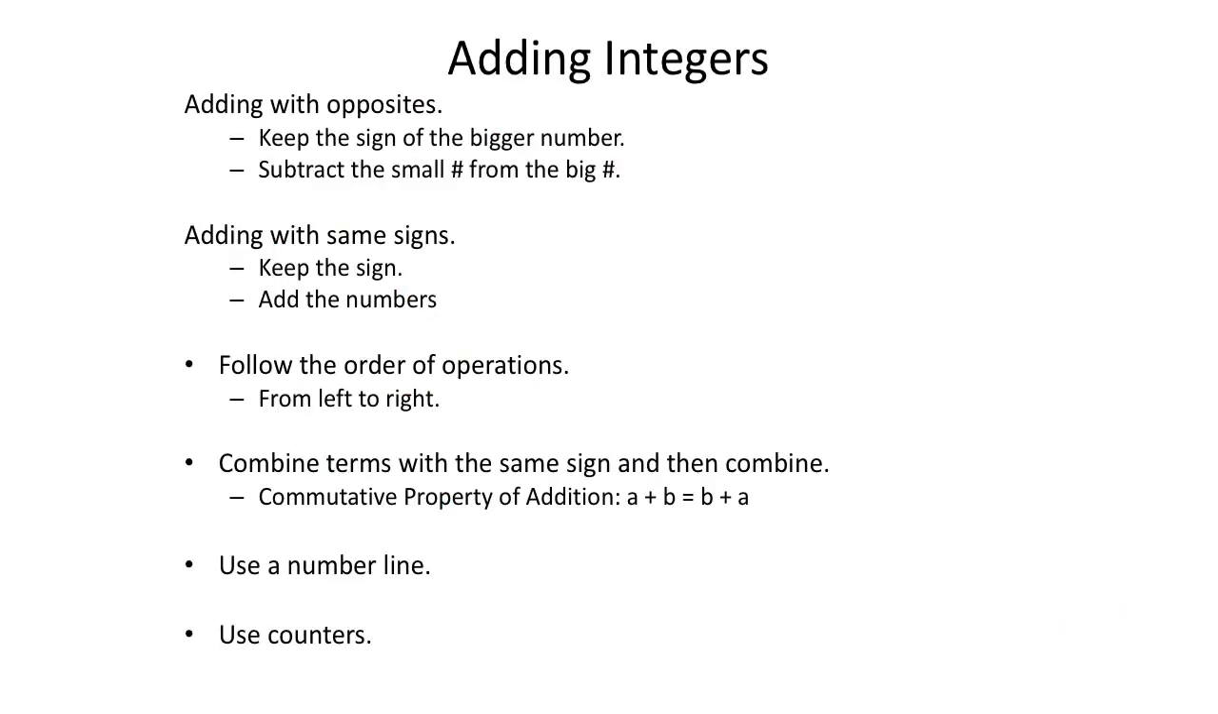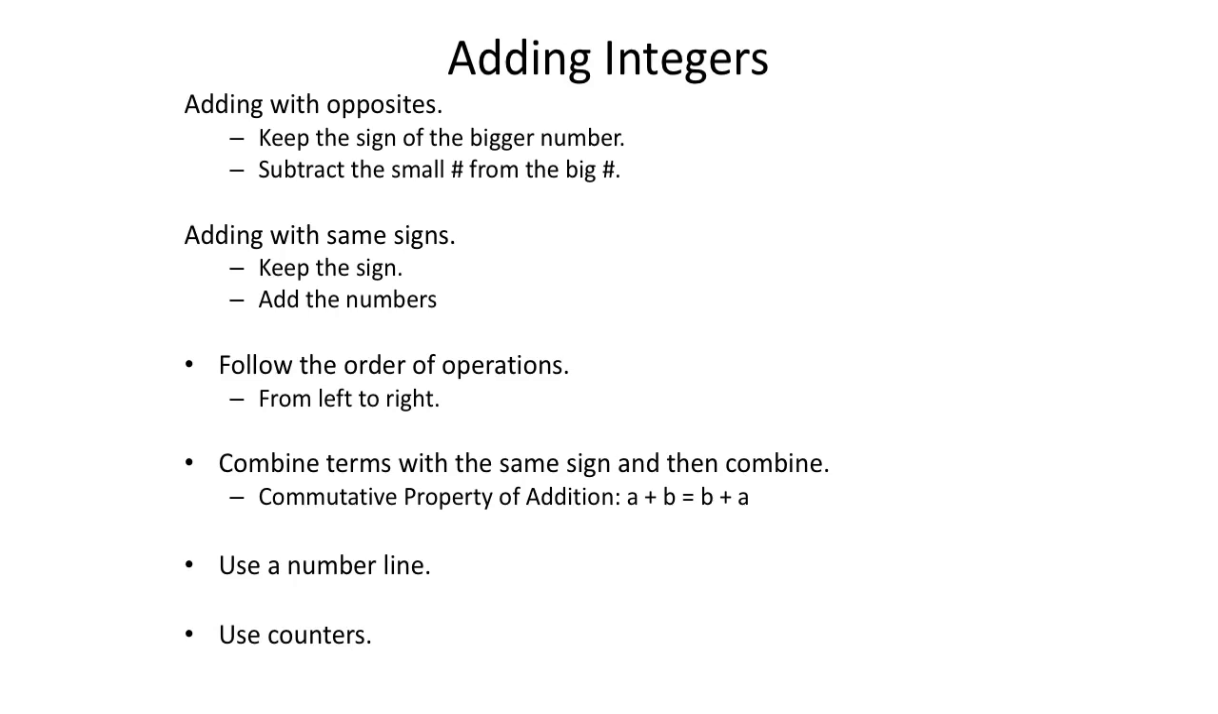So as general guidelines, when adding with opposite signs, you keep the sign of the bigger number and then subtract the small number from the big number. So it's big number minus small number. When adding with the same signs, you just keep the sign and add the numbers. Even if they're negatives, you keep the sign negative and add the two values together.